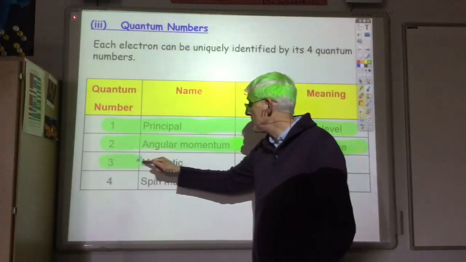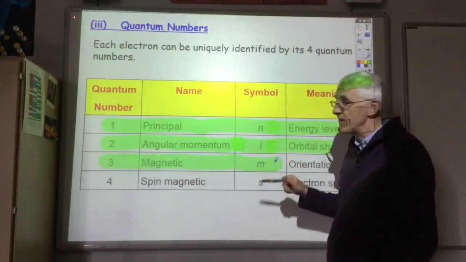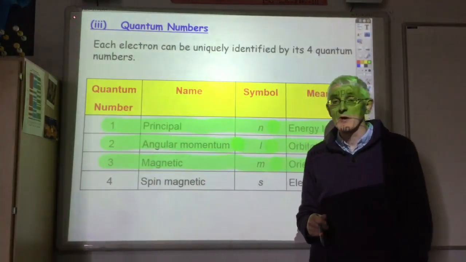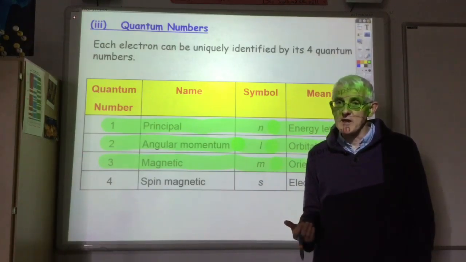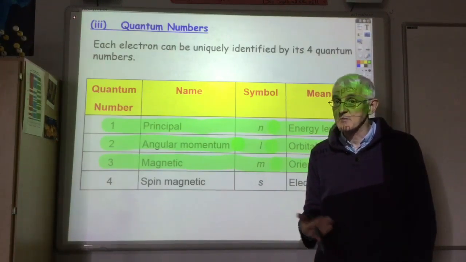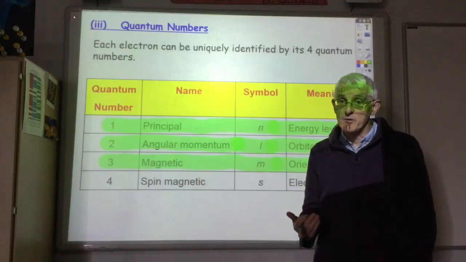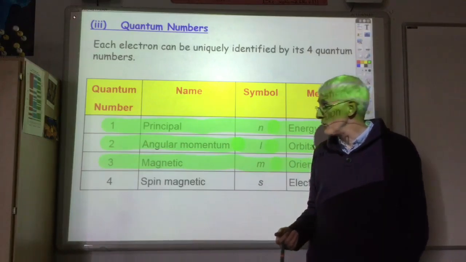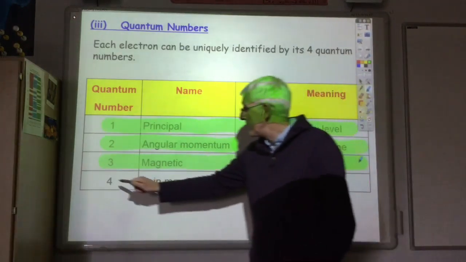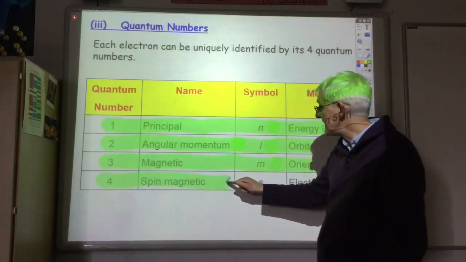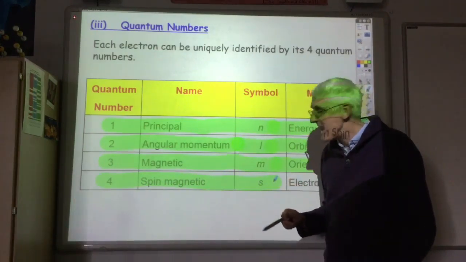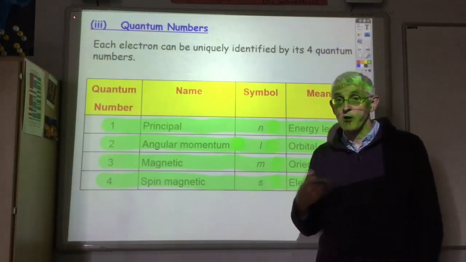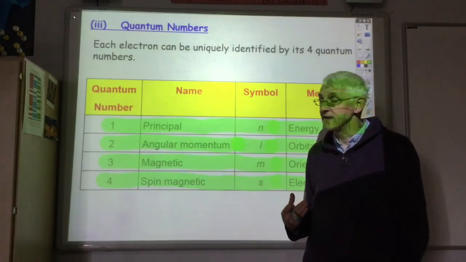The third quantum number, known as the magnetic quantum number, given the symbol m, tells you the orientation of the electron orbital. Now, s orbitals only have one orientation, but a p orbital could be px, py or pz. And a d orbital, there's 5 different orientations, and an f orbital, 7 different orientations. And the final quantum number, the spin magnetic quantum number, given the symbol s, tells you the electron spin, tells you if this electron is spinning in a clockwise or an anti-clockwise direction.